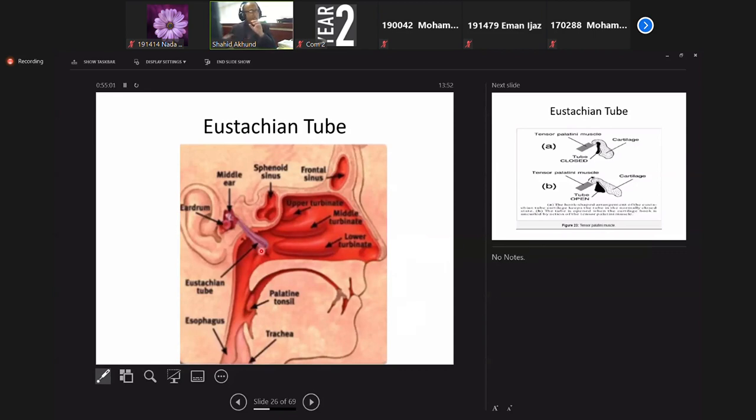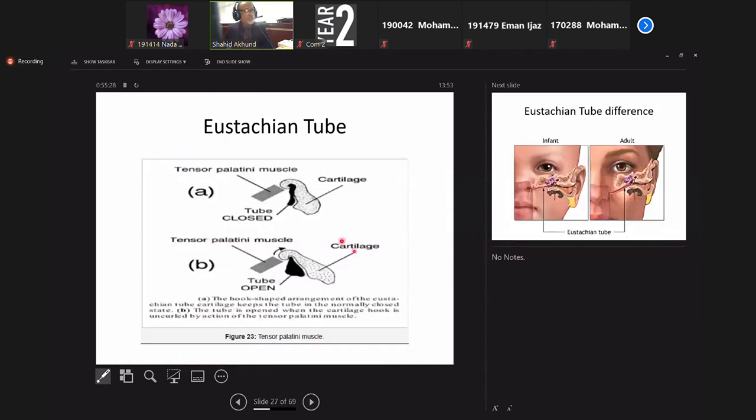Interestingly, this cartilaginous part is not a complete circular structure like this. It is a C-shaped structure like this. Do you see that? It is kind of like a valve. Now, at this opening there is a muscle attached to it. This muscle, which is attached to this part of the eustachian tube, is the tensor palatini. When we use the tensor palatini muscle, you must have learned in your GI the swallowing mechanism.